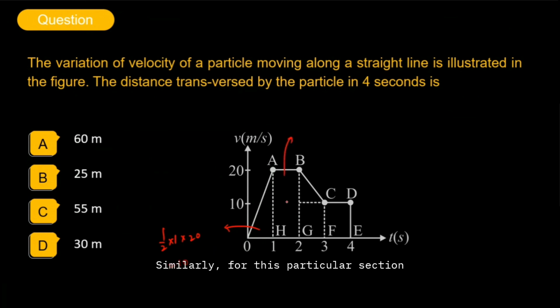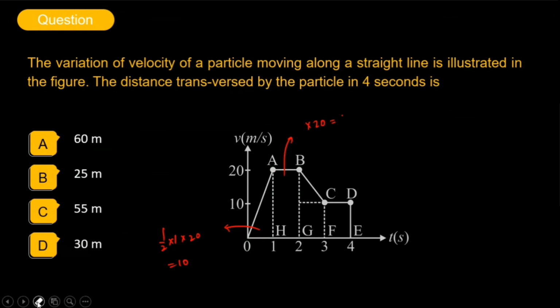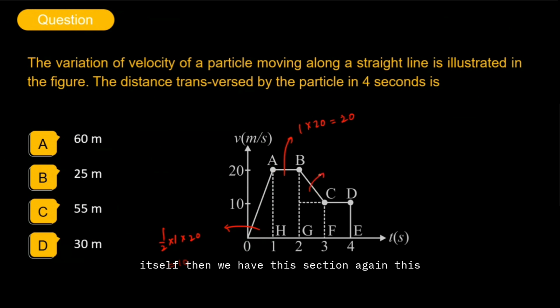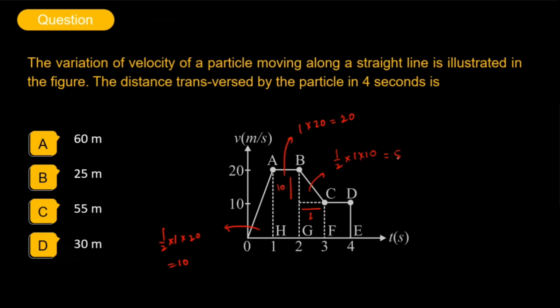Similarly, for this particular section, it is something like a rectangle. So here we can write 1 into 20, which is going to be 20 itself. Then we have this section. Again, this is a triangle, so we can write half times base. So this base is 1, and this height is 10. So it is half times 1 times 10, which is going to be 5. Then this particular rectangle, I would again say it is going to be 1 into 10, that is going to be 10. Then the last one, again the same, 1 into 10, that is going to be 10.